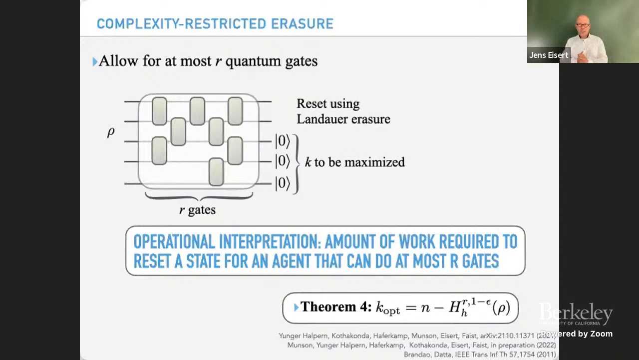We've been thinking about what's the maximum number of zeros we can get out under the constraint that the circuit is at most R gates, so under the complexity constraint of R for the respective quantum circuit. And for this, we find that the optimal number of qubits that we can get out is n minus an entropic quantity that captures this complexity constraint setting. It has the operational interpretation of the amount of work that's required to reset a state for an agent that can do at most R gates, so it's kind of a complexity constraint in a way.